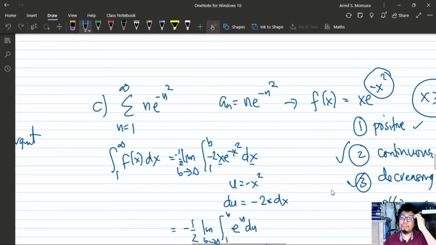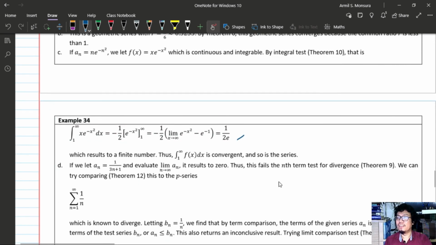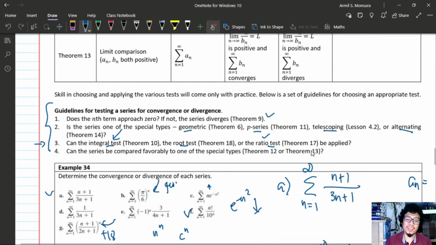And letter C allowed us to use the integral test. As you can see, the integral test is actually on the third tier of tests, alongside the root and ratio tests. If I were to design this, I would have put the integral test really on the low end. So I would agree with this guideline that the integral test should be on the low end of the priority for the tests.